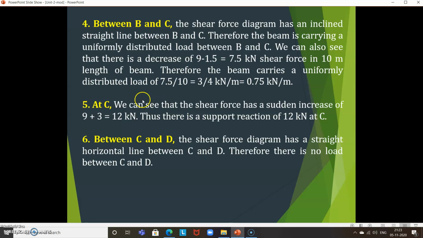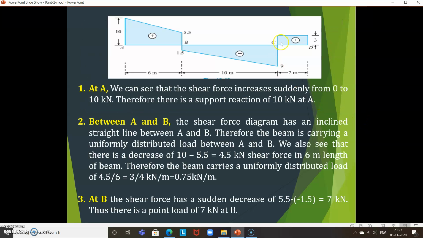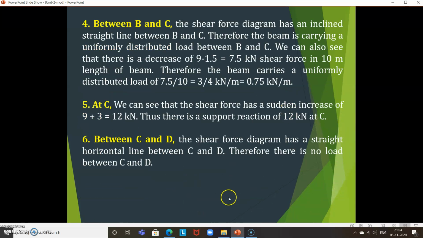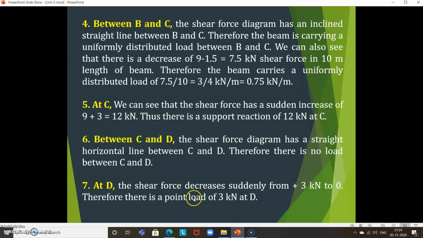Between C and D, the shear force diagram has a straight horizontal line. So between C and D there is no load acting. Then at D it decreases to 0, which means that there is a point load of 3 kilonewton at D, because the shear force at that point decreases from 3 kilonewton to 0.